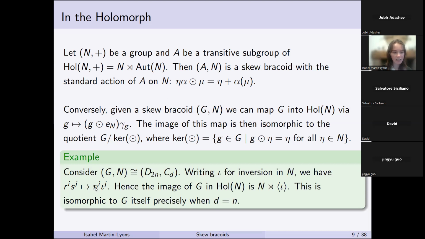And then the gamma function, remember the power of r had no effect, and the power of s inverted the sign, sorry, inverted the power. So r to the i, s to the j maps to eta to the i, iota to the j. Hence, the image of G in the holomorph is N, the whole group, semi-direct inversion. And this is isomorphic to G itself precisely when the divisor we chose here is equal to N. So it's as big as possible somehow.